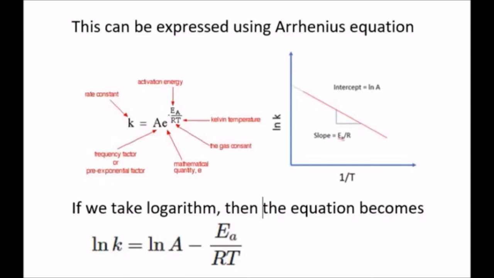If you take logarithm of this equation, then the equation becomes ln K equal to ln A minus EA by RT. This equation also looks like y equal to mx plus c. So if you plot a graph ln K against 1 by T, you will get a straight line, and if you take the slope of that graph, then you will get EA by R. So if you substitute the value of R, which is your universal gas constant, then you will get the activation energy.